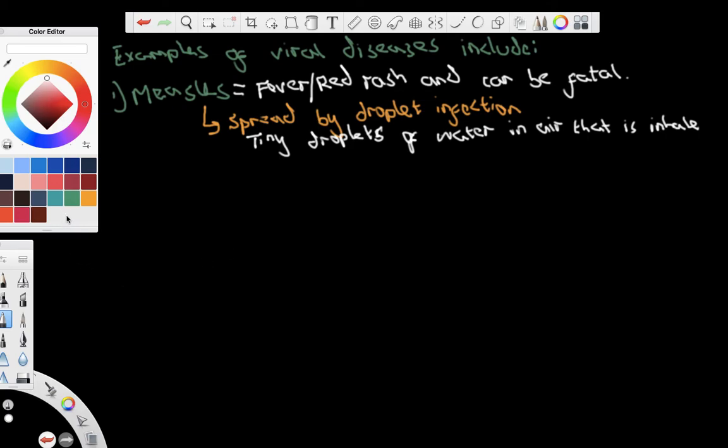Now, controls against this disease include people having vaccinations, exactly what I just said to explain it to you. So we can say underneath here that most people are vaccinated against measles.